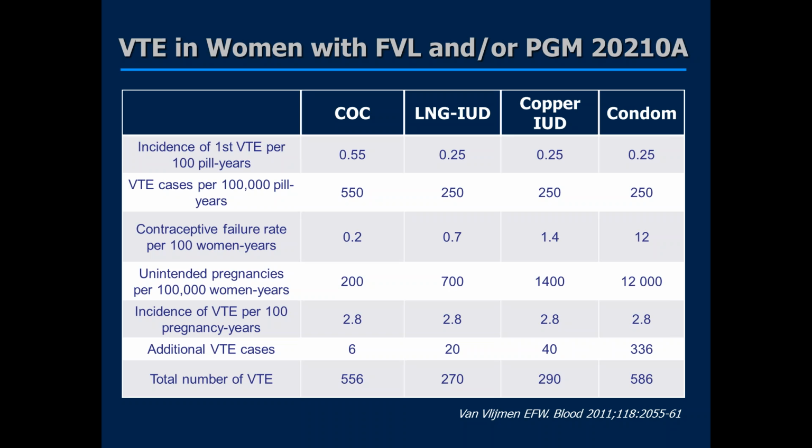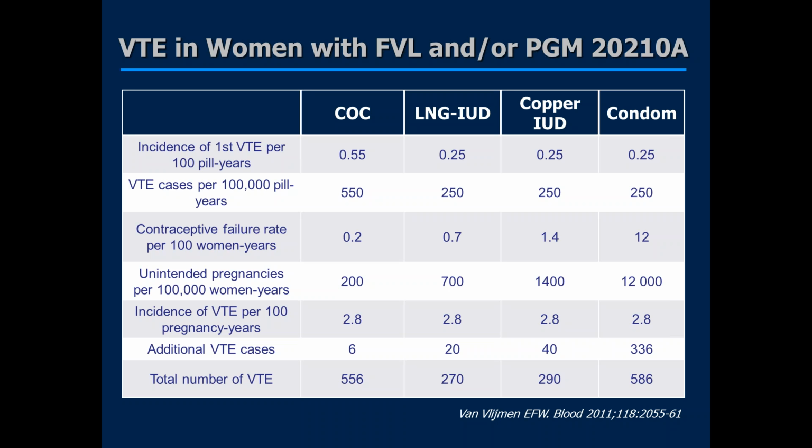On the combined oral contraceptive, there's a failure rate of about 0.2 per 100 patient years. That means you have 200 pregnancies per 100,000 patient years. And if the risk of venous thromboembolism, both antepartum and postpartum, in individuals who are heterozygous for one of these abnormalities and have a family history of venous thromboembolism is approximately 3%, that means you get an additional 6 venous thromboembolism cases per 100,000. And so that means your total number of VTE per 100,000 is 556.